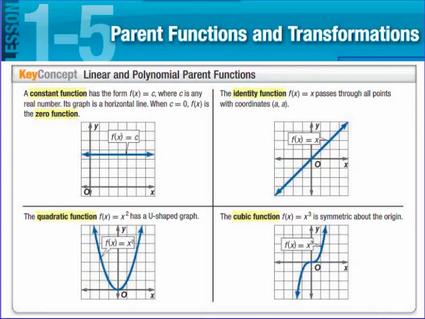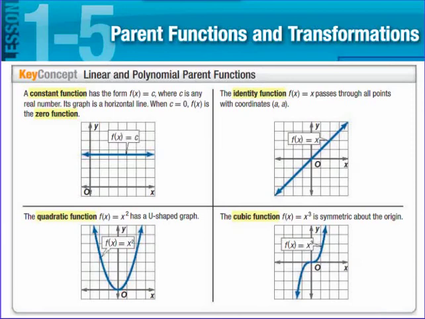So here, we have the linear and polynomial parent functions. You're going to have to memorize these. So the first one is a constant function. A constant function is just a horizontal line. That's all it is. A constant function is a horizontal line.